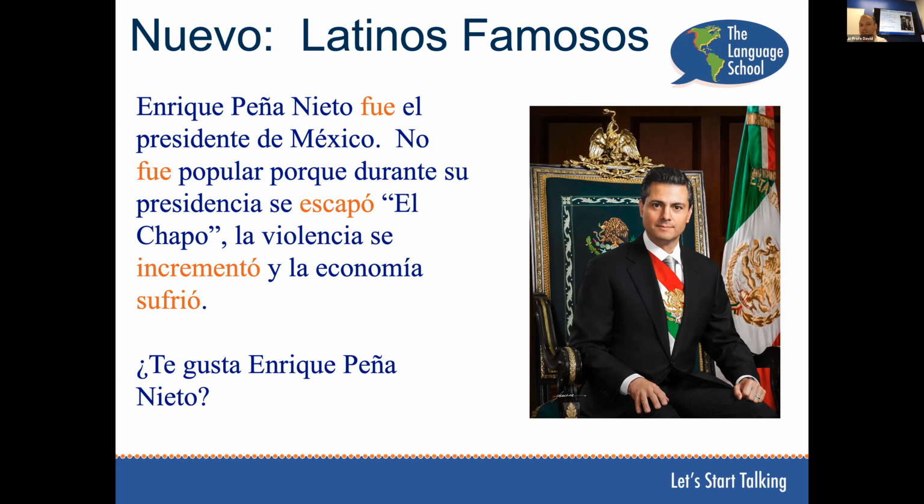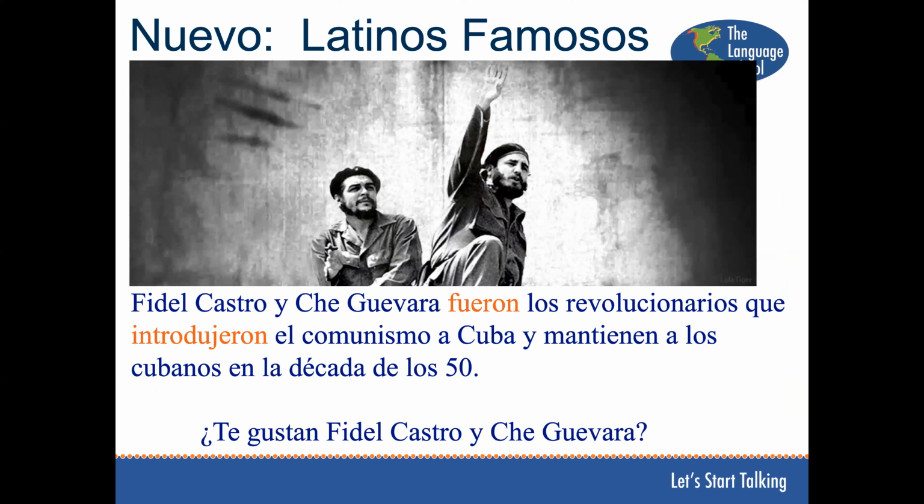Okay, just to make sure everybody understands what we're reading here. Enrique Peña Nieto fue el presidente de Mexico. Fue is the past tense of to be, so he was the president of Mexico. No fue popular, he was not popular, because during his presidency, El Chapo escaped, I think 2 or 3 times. The violence incremented a lot, it grew a lot, and the economy suffered terribly. Francis, ¿te gusta Enrique Peña Nieto? No, no me gusta. Okay.